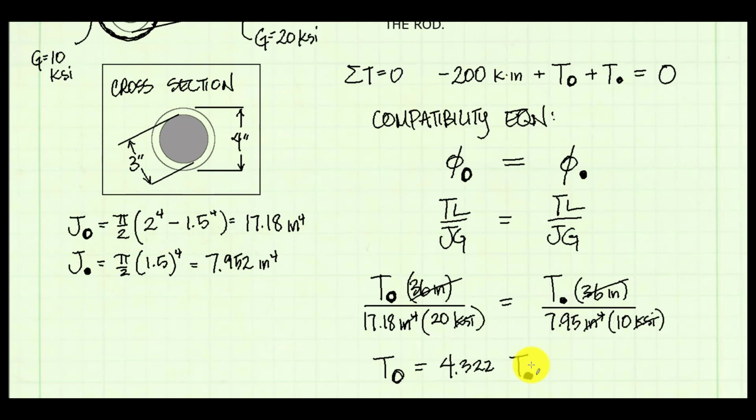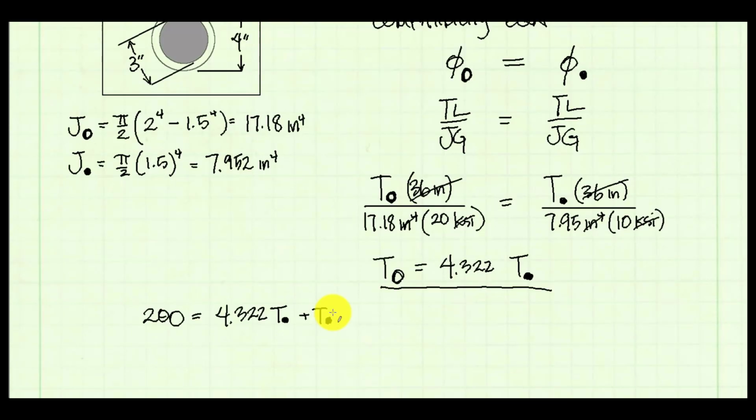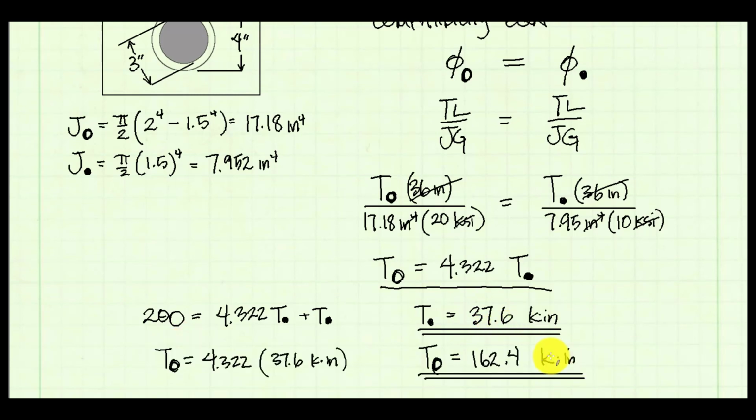I can simplify this equation as the torque in the tube is equal to 4.322 times the torque in the rod. I'm going to take my static equilibrium equation and substitute in 4.322 times the torque in the rod for the torque in the pipe. And now I can solve for the torque in the rod. I get that the torque in the rod is 37.6 kip-inches. And then solving for the torque in the pipe, I find it is 162.4 kip-inches. And the problem is done.